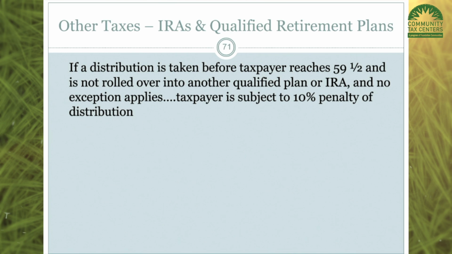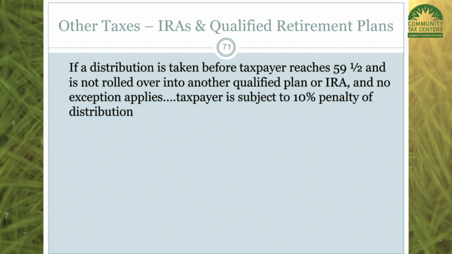We've talked about these, the IRA and qualified retirement plans. We talked about if a distribution is taken before the taxpayer reaches 59 and a half, if it's not rolled into another qualified plan, another 401k or IRA, and no exception applies, the taxpayer is subject to a 10% penalty on the distribution. TaxSlayer is already going to calculate that 10% penalty for us if we get that 1099-R form and we see that it has a code 1 in box 7.